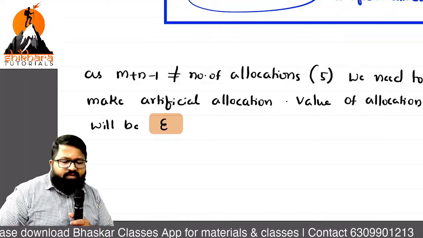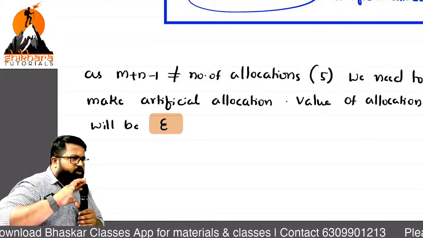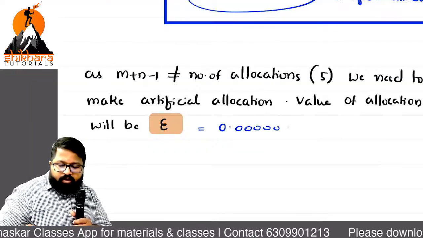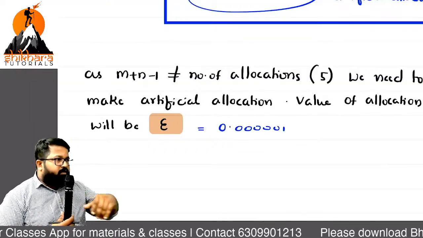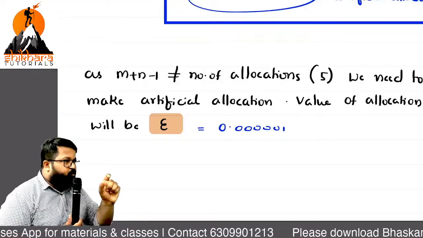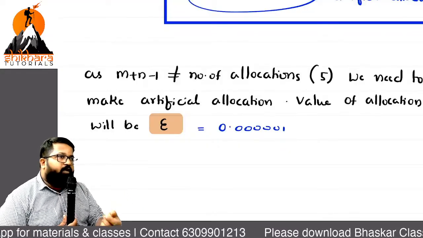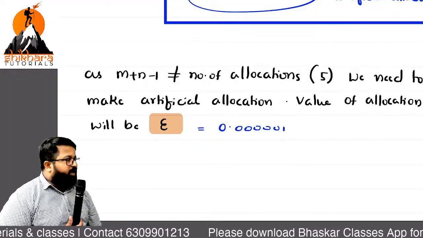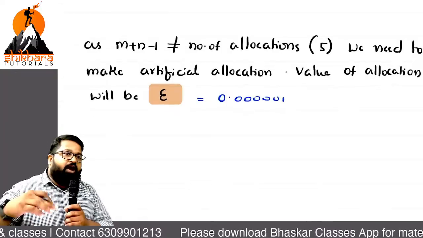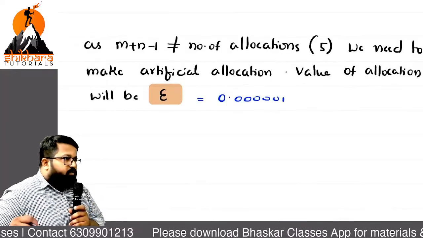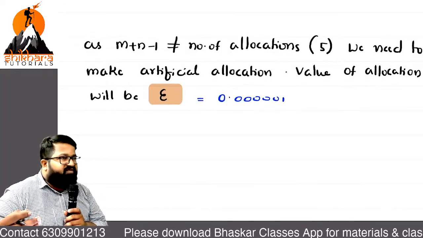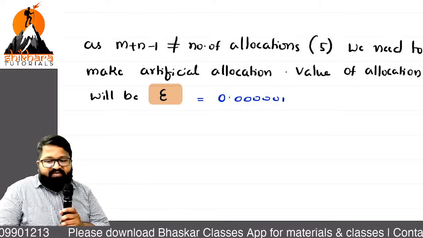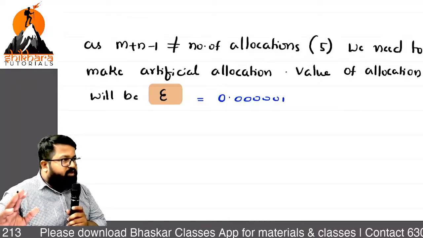And the value of this, you need not write, it is not important. Its value will be 0.0001. That is the allocation value, how many units we are allocating. So approximately it is equal to 0. And to which number we have to make the artificial allocation, that is important. There are 2 points here. First I will explain, later you can go with that part.